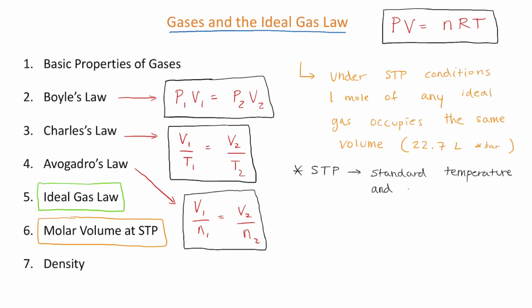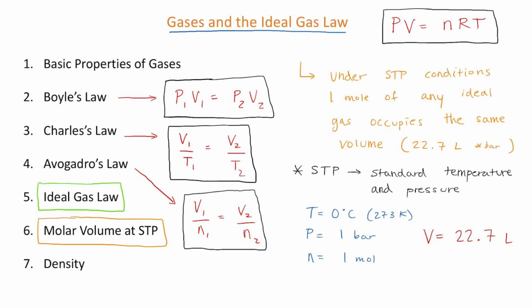But let's break this down. First off, when you see STP, that stands for standard temperature and pressure. This is a set of conditions where the temperature is 0 degrees Celsius, so 273 kelvins, and the pressure is 1 bar. And now what we're saying is that if you're in these STP conditions and you have 1 mole of gas, the volume of that gas will always be 22.7 liters, no matter what type of gas it is. And I challenge you to use the ideal gas law to prove if this is true.